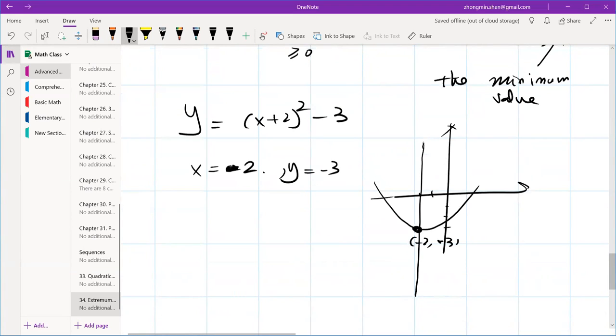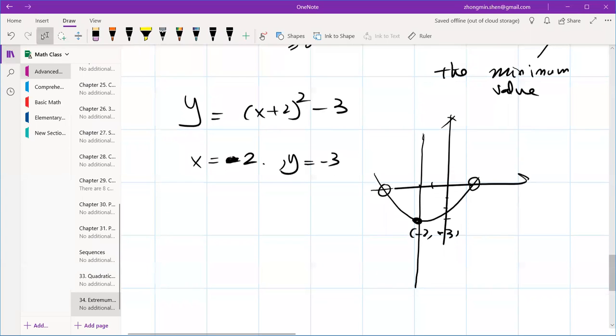Well, from here, can you find the two intersection points with the x-axis? We call it x-intercepts. Okay. You look at the graph. Now there's three numbers we need to figure out. I put 3 circles here. One is the y-intercept, the intersection point with the y-axis. So when x equals 0, y equals 2 squared minus 3, which is 1.